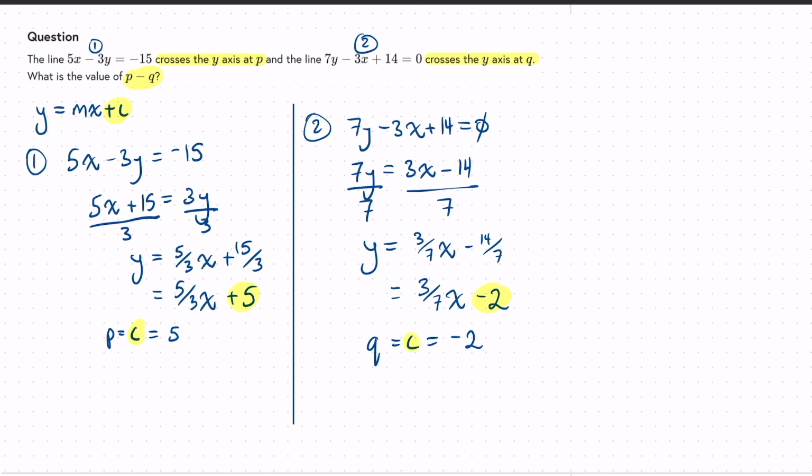So then I have this situation with P and Q, and I'm looking for, well, what is P minus Q? Well, that's equal to 5 minus minus 2. That becomes 7.